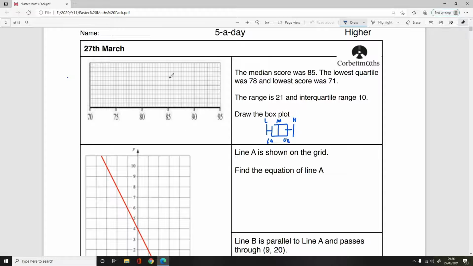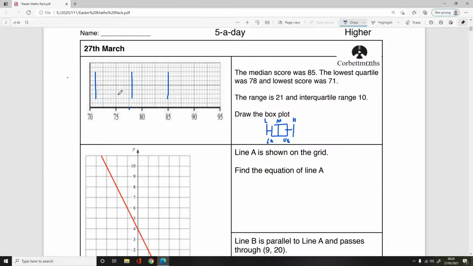Median is 85. That means I need to draw a line at 85. Lower quartile is 78. That means we need to draw a line at 78. Lowest score is 71. Ooh, hang on. Got to be careful here, haven't I? The scale isn't 1 square equals 1. Because there's like 77.5, isn't it? The scale is 2 squares equals 1. So there's my 78. My lowest score is 71, so that'll be 2 squares in from 70. That should be here.